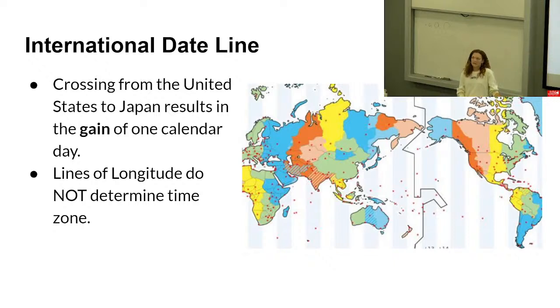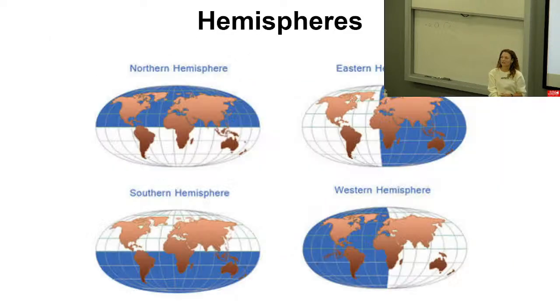So the thing is though, the 180 degree line of longitude does not determine time zones. So that line itself is a straight line, but the line that you see on the board on this PowerPoint, that jagged line is the actual time zone line. But our actual line of longitude 180 is straight.